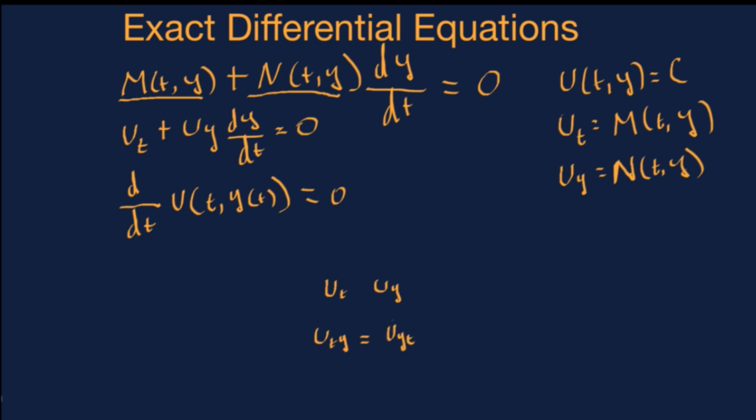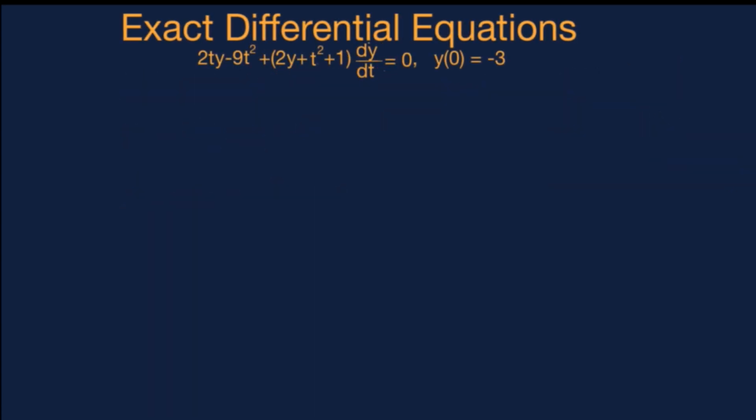And we know that the partial derivatives of u are the two functions m of t and y and n of t and y. So that means the only way that this function u can exist is if the partial derivative of m with respect to y is equal to the partial derivative of the function n with respect to t. And if that's the case, then you know for sure the equation you have is an exact differential equation and that this special function exists. So to show the process of solving an exact differential equation, let's work on this initial value problem.